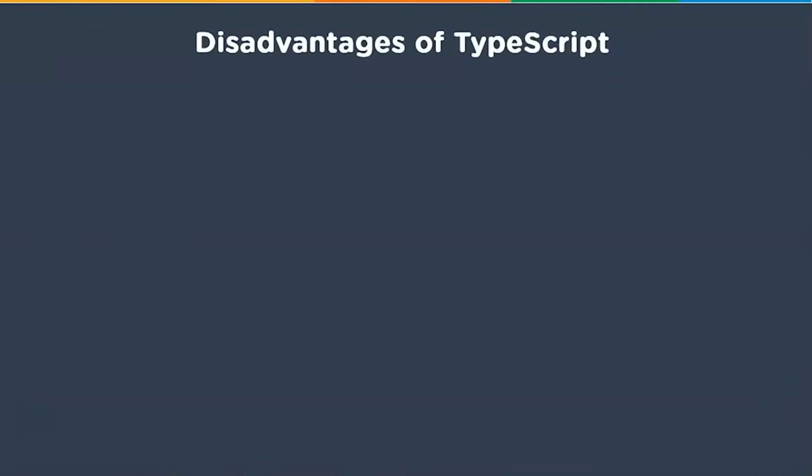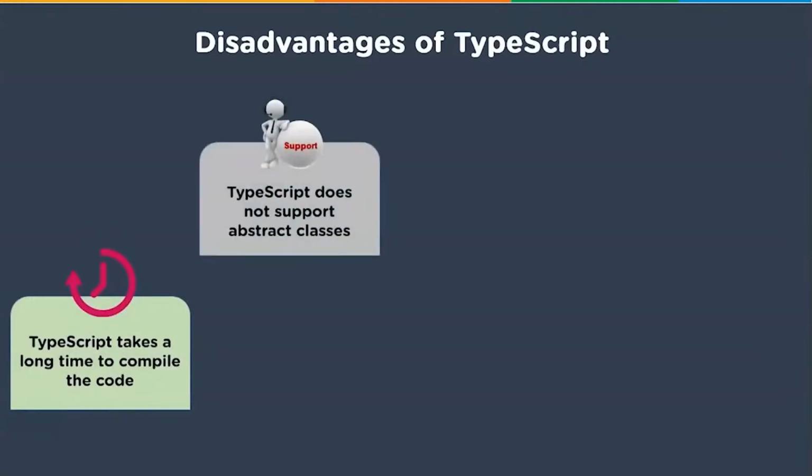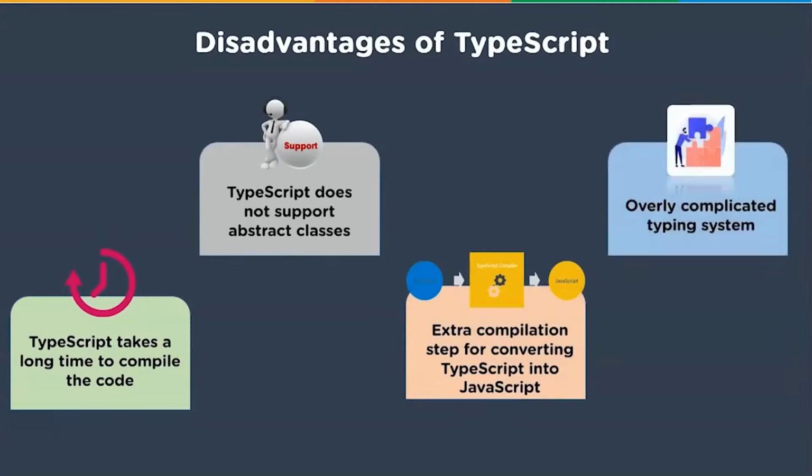Disadvantages of TypeScript. TypeScript takes a long time to compile the code. TypeScript does not support abstract classes. TypeScript has an extra compilation step for converting TypeScript into JavaScript. TypeScript has an overly complicated typing system.